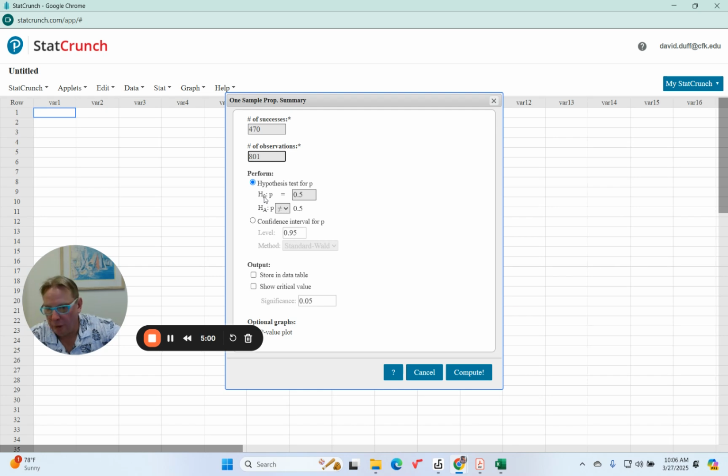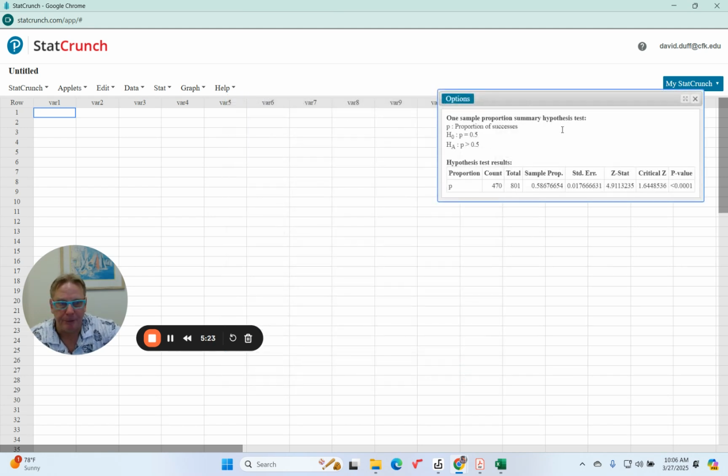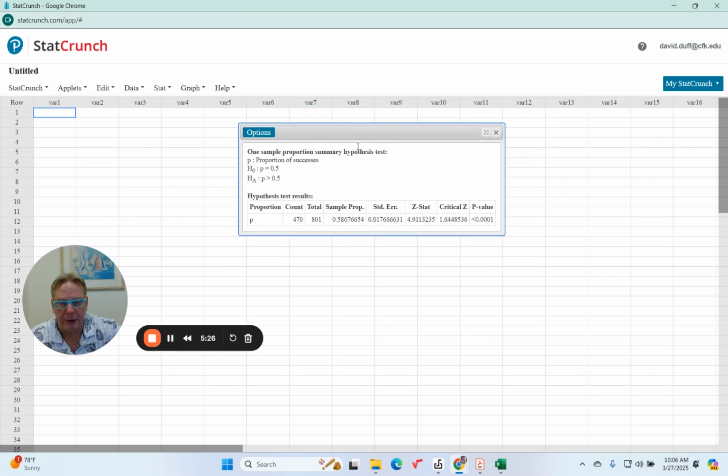And then our null hypothesis is that P is equal to 0.5. Our alternate hypothesis is that P is, we have to change this to greater than 0.5. And then I always include the critical value and the significance level. It will default to 0.05. If it's something different, you have to click this and change it. So now I'm going to hit compute. All right. And here we have our results.